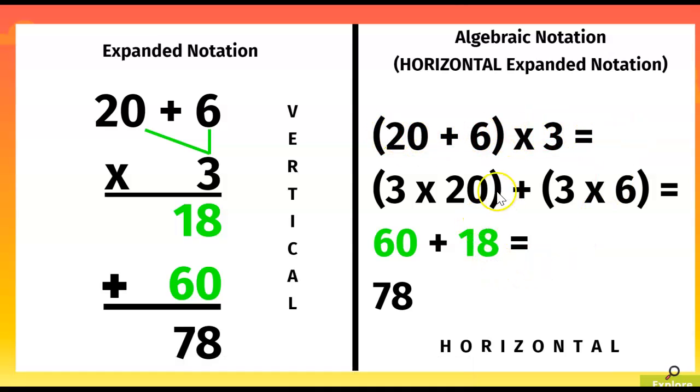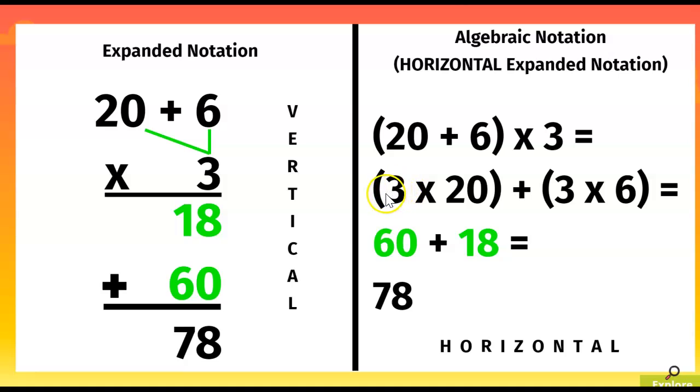It's going horizontal. And I'm taking my same number. This is the exact same problem, 26 times 3. So with the algebraic notation over here, I just took the 26 and I broke it apart, just like I did on this one, 20 plus 6, multiplied by the same number, times 3.